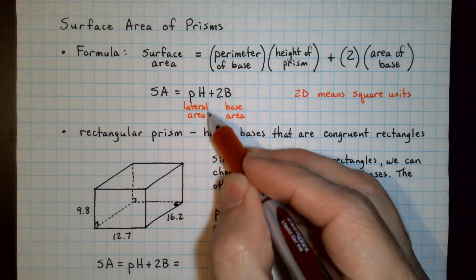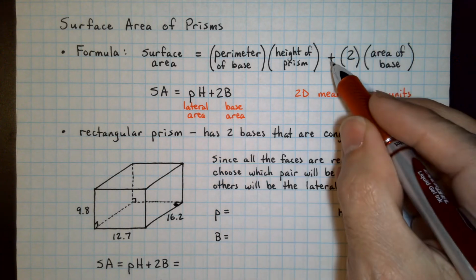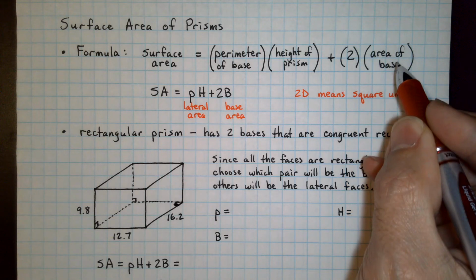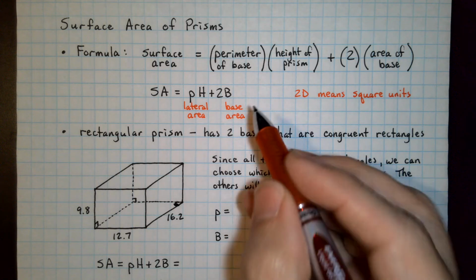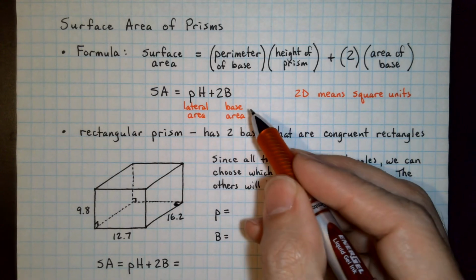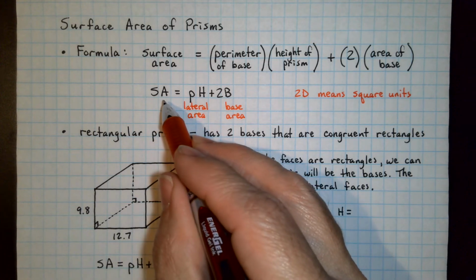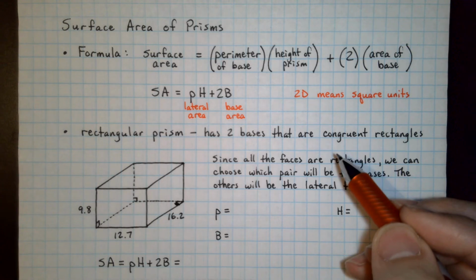This gives us the lateral area of the prism. Plus, we have two bases. All prisms have two bases. And we're going to multiply that by the area of the base. Whatever each base area happens to be, since we have two of them, we'll multiply by 2. Surface area. Area is a two-dimensional concept, so this means we're going to have square units.